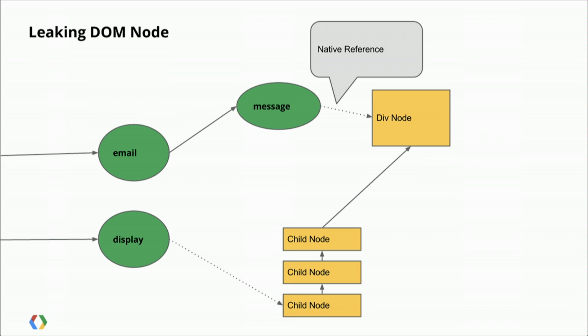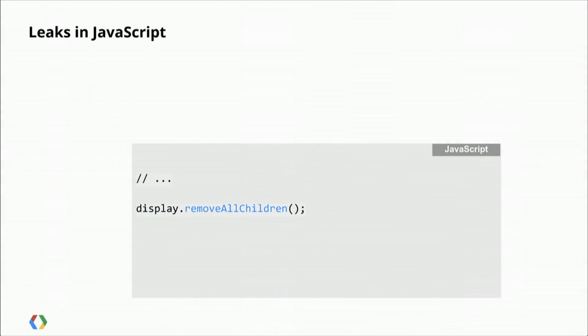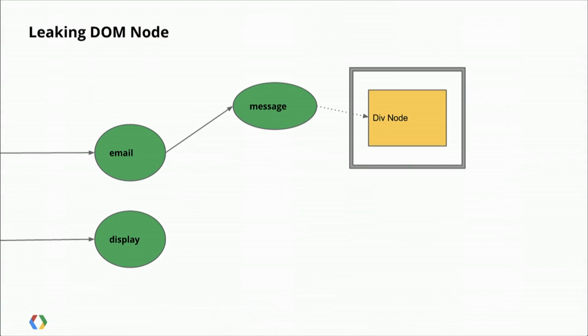You follow the other path, from display, and you have this list of div elements terminating with the div node that we just created on the previous slide. Everything here, the green nodes are JavaScript objects, and the yellow are actual DOM nodes, external to the JavaScript. At some point later on, we're done looking at messages, and we want to clean out the display list. So the programmer writes remove all children, and you think, okay, all those div nodes are gone, but whoops, we've actually cached a reference from the message object to the div node. Until the email itself is removed from the system, which could take forever and might not ever happen, this div node will be pinned in memory, and we've leaked it.